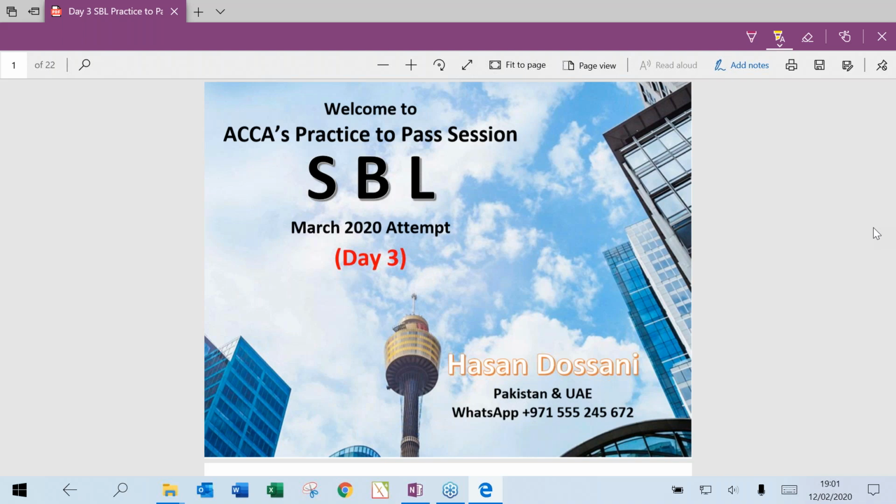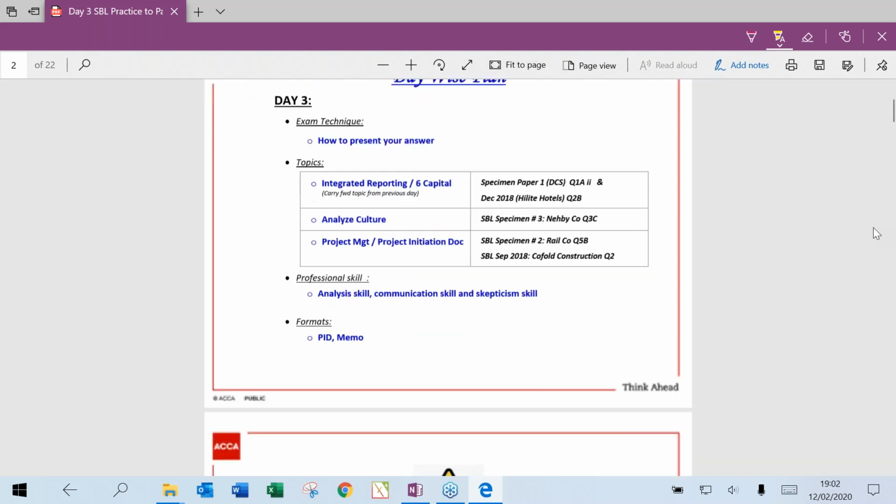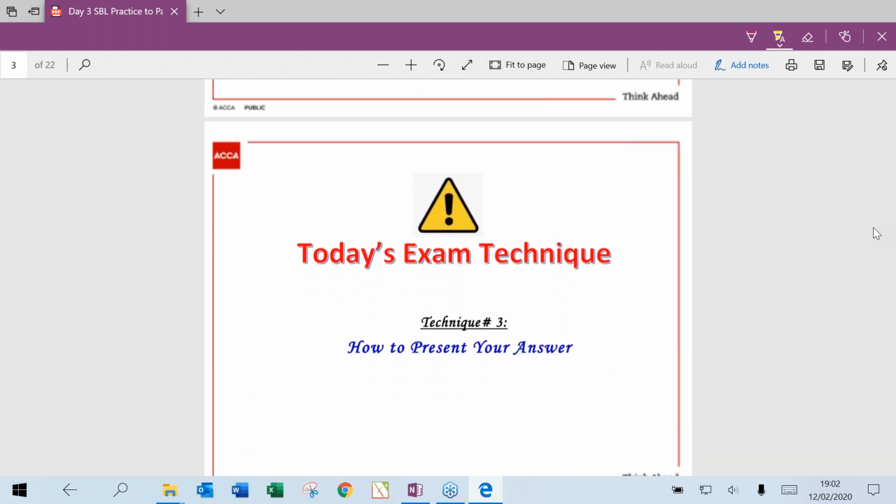So, as usual, we will start the day with exam technique, and then today we will go through three topics: integrated reporting, culture, and project management. And then we will be doing a few questions in which we will be covering the topics along with the professional skills and some formats. Today's exam technique will talk about how to present your answer. It's more about the drafting aspects, okay?